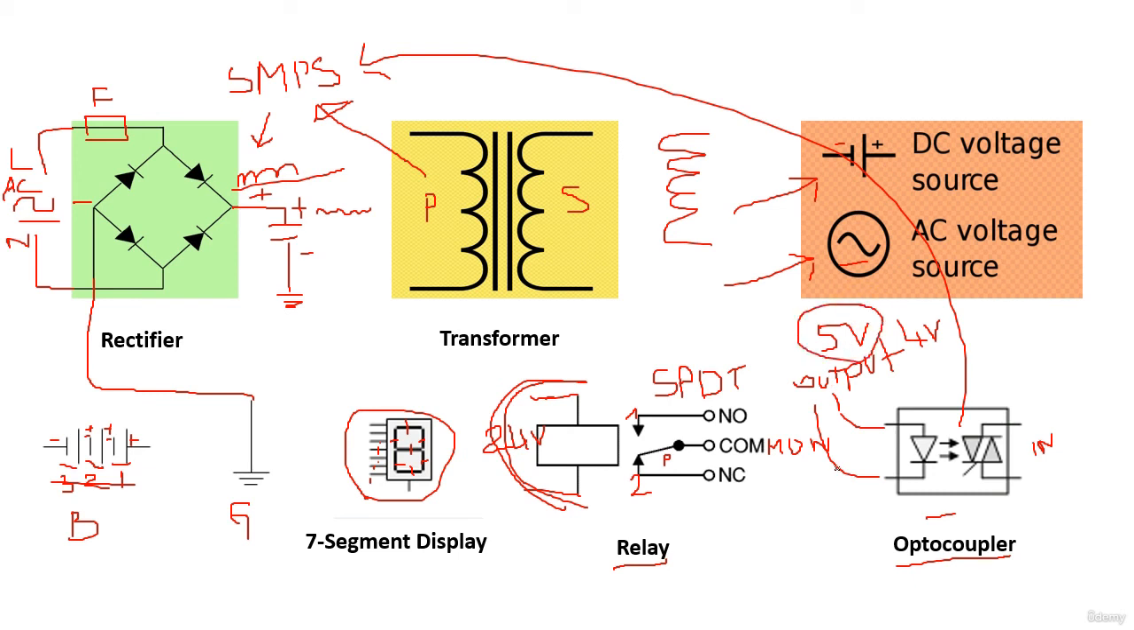Okay, so this is all about this slide. We have the rectifier, the transformer, the DC voltage source and AC voltage source symbols. This is the battery, this is the 7 segment display, the relay, and the optocoupler.